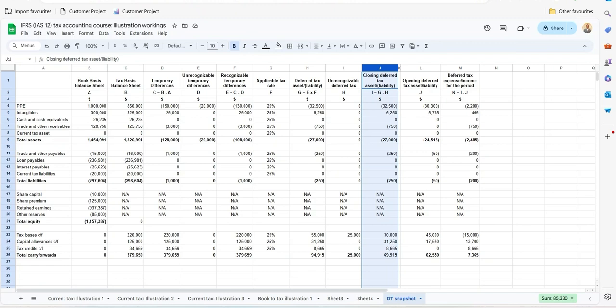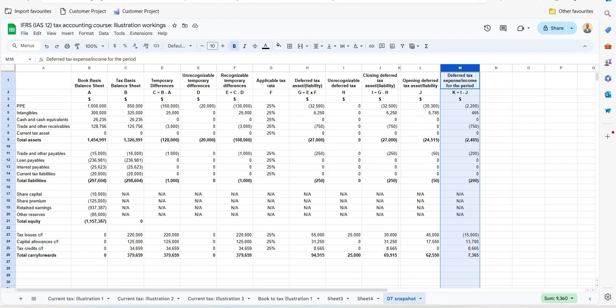You will have done this same thing in the previous period, at the end of the previous period. And that balance is now the opening balance for this period. And so to determine the movement in this period, a simple calculation is to say closing minus opening, and that's the movement for the period. And so in summary, this is how you need to calculate your deferred tax asset or liability balance and the movement for the period.